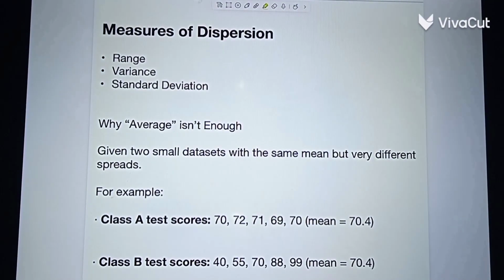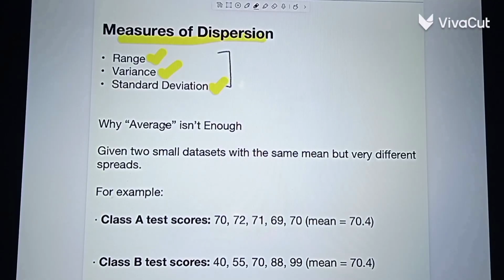Today our topic is measure of dispersion. In this lesson we will learn about three important measures of dispersion: the range, the variance and the standard deviation. Now these measures, that is measures of dispersion, help us understand how spread or scattered our data is.